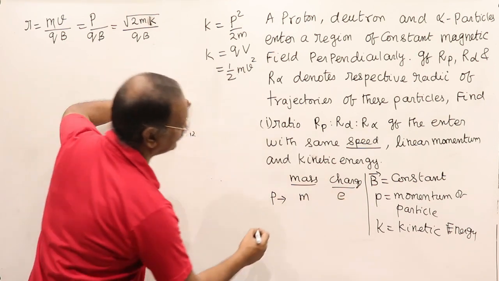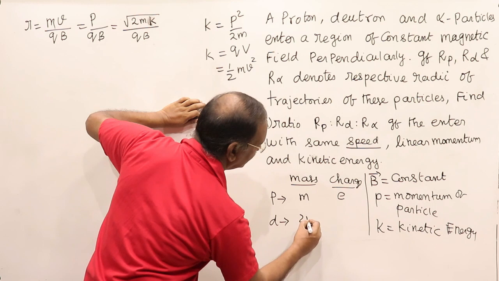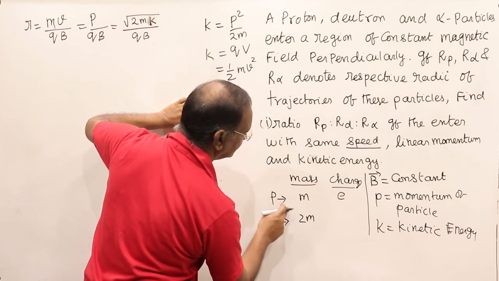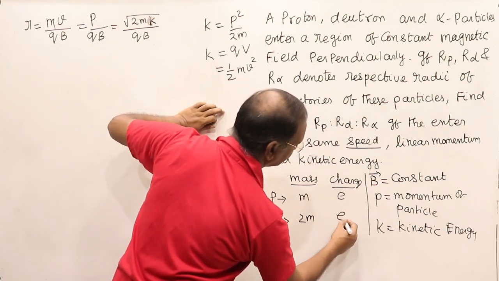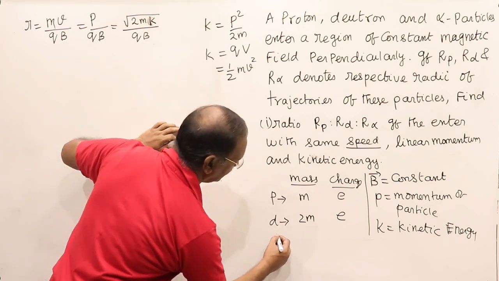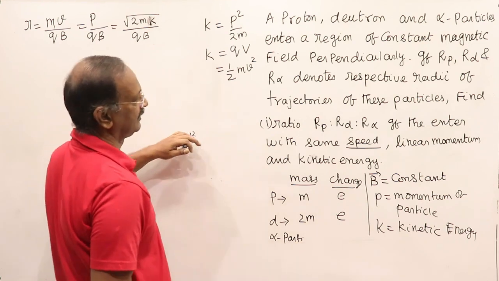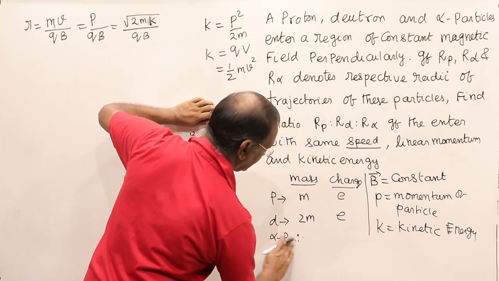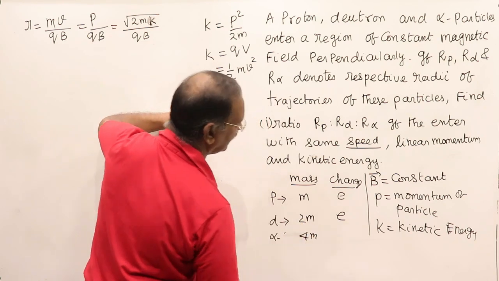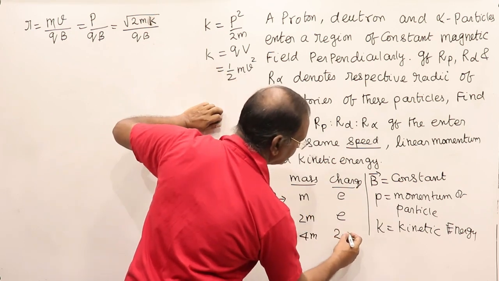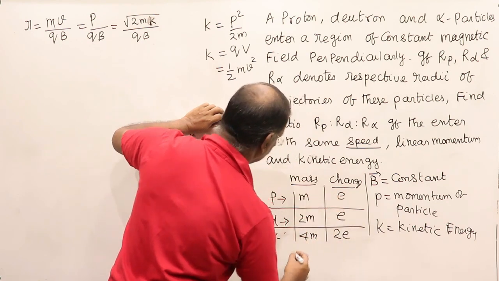And next is a deuteron. For deuteron, the mass is equal to twice the mass of the proton, and the charge is the same. And next is the alpha particle. For the alpha particle, the mass is 4 times the mass of the proton, and the charge is 2 times the charge of the electron.